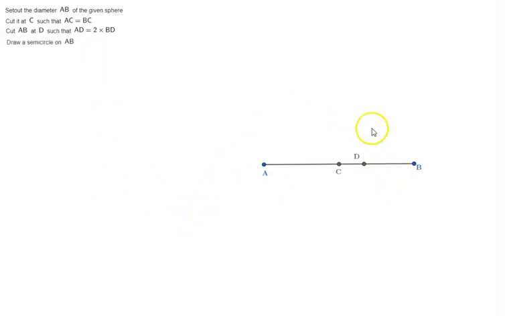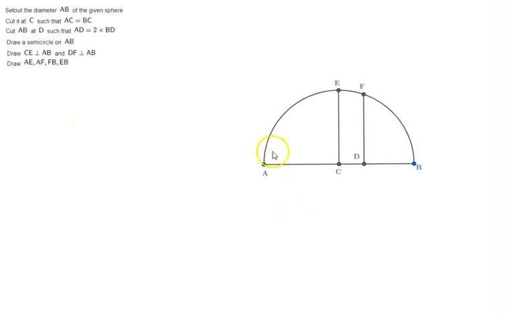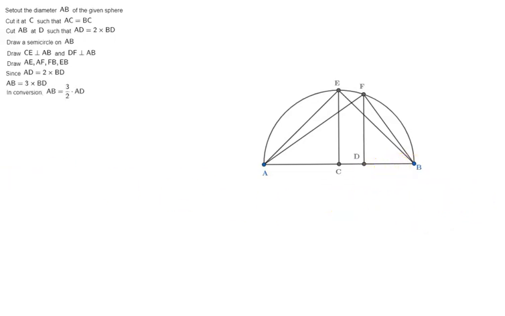Draw a semicircle AB. Draw CE perpendicular to AB and DF perpendicular to AB. Draw AE, AF, FB and EB. Now, since AD is equal to 2 times BD, AB is 3 times BD. So, in conversion, AB will be 1.5 times AD.